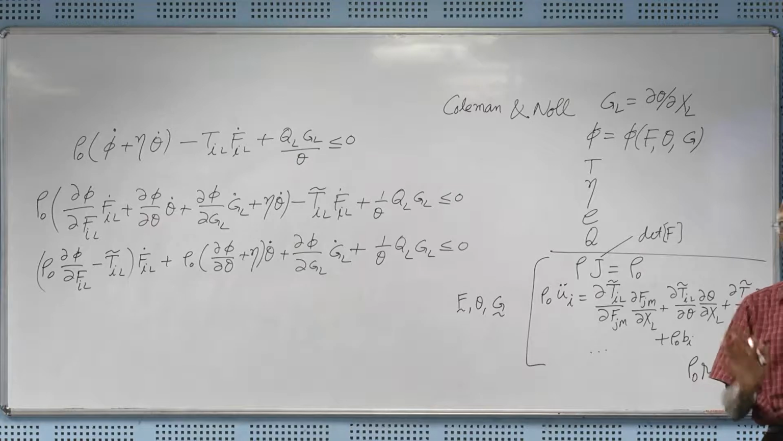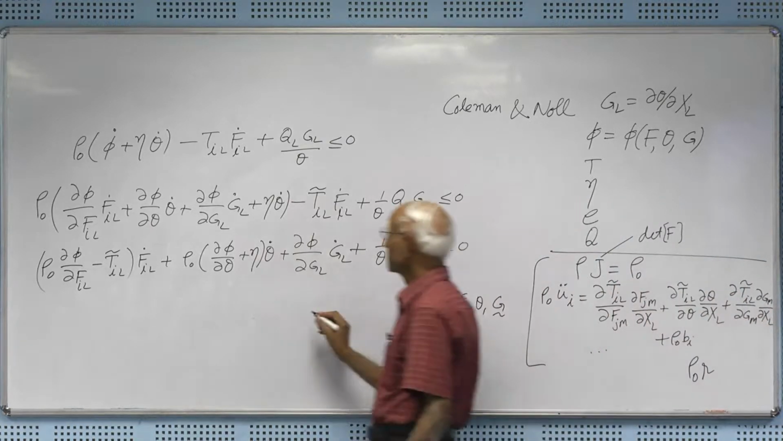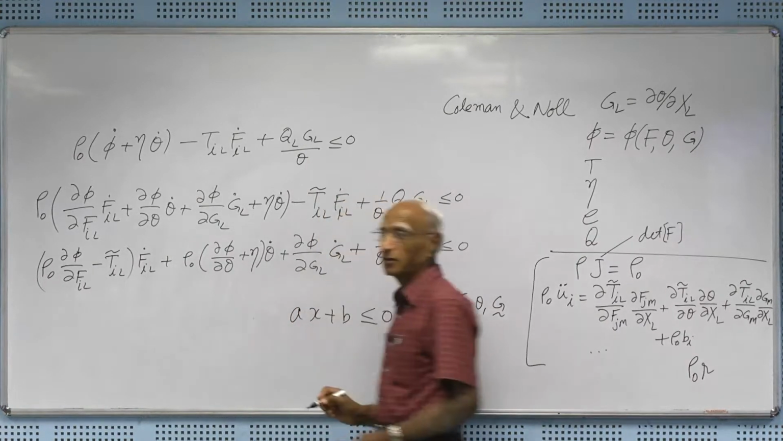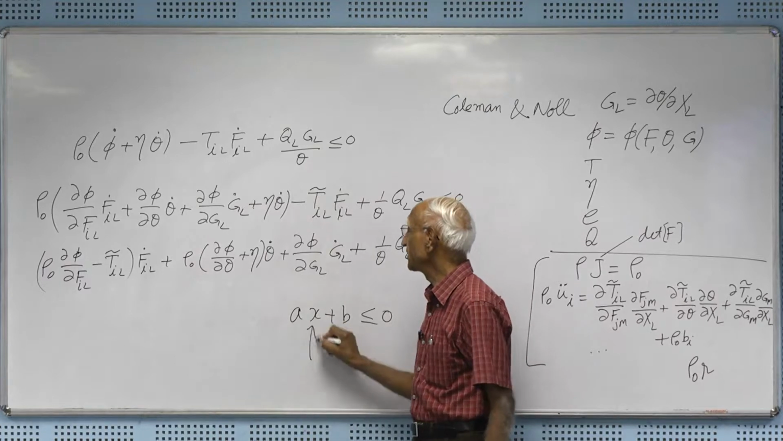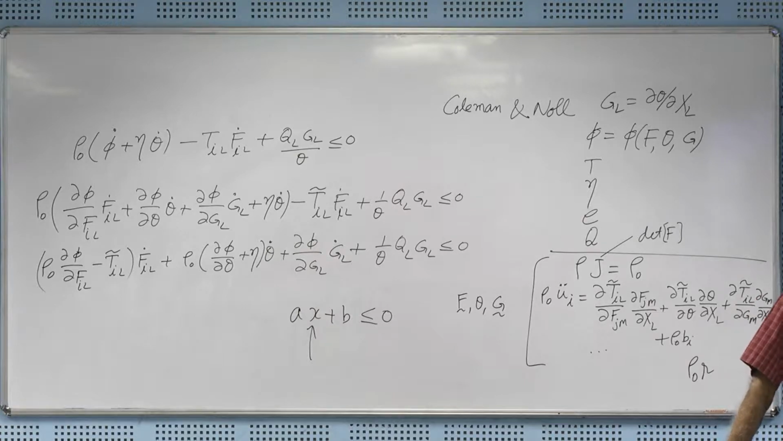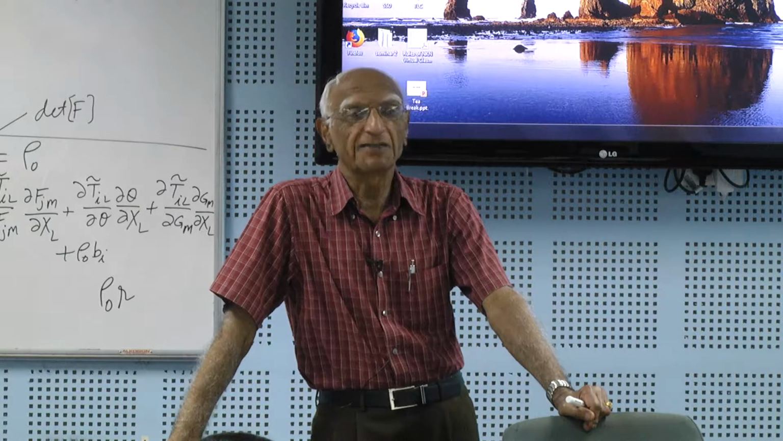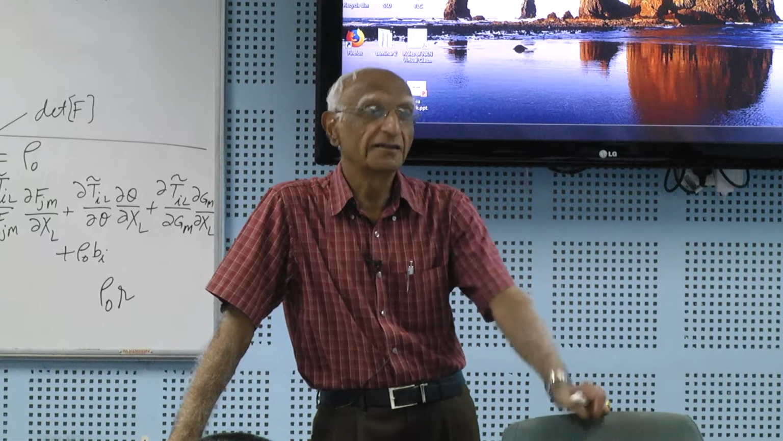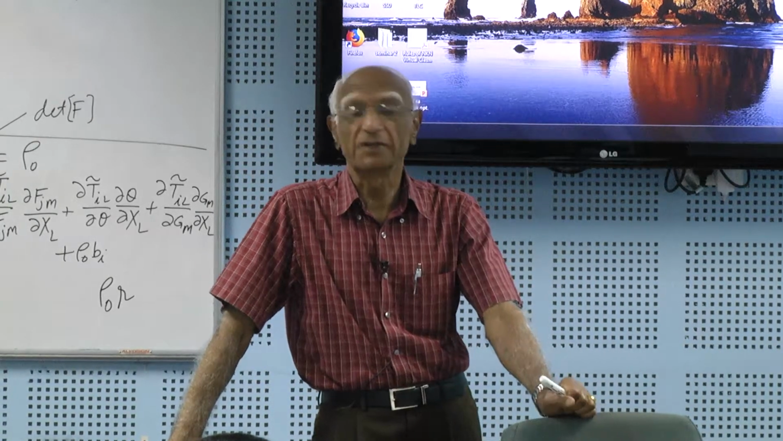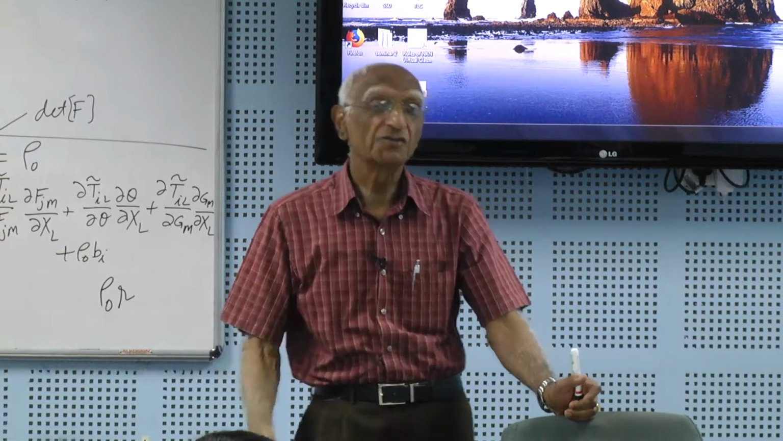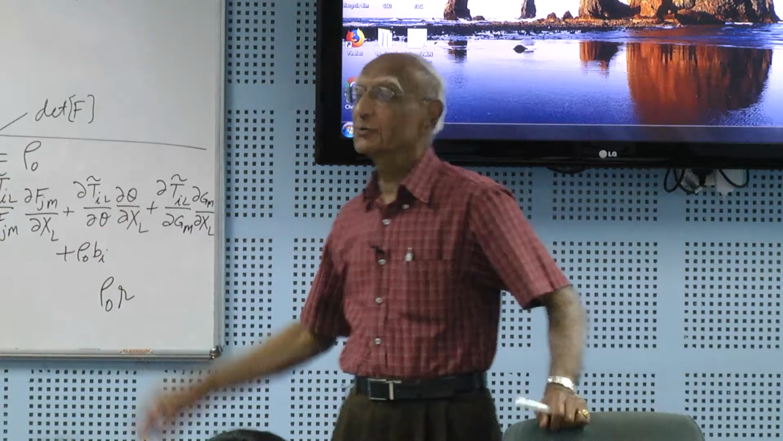So this is the argument I am trying to make now. I have this a x plus b is less than or equal to 0, where I can change x any way I like. So what condition must be on A for this inequality to hold? Yes? Equal to 0. Very good. See, if it is not 0, I can choose x so that this inequality is violated.